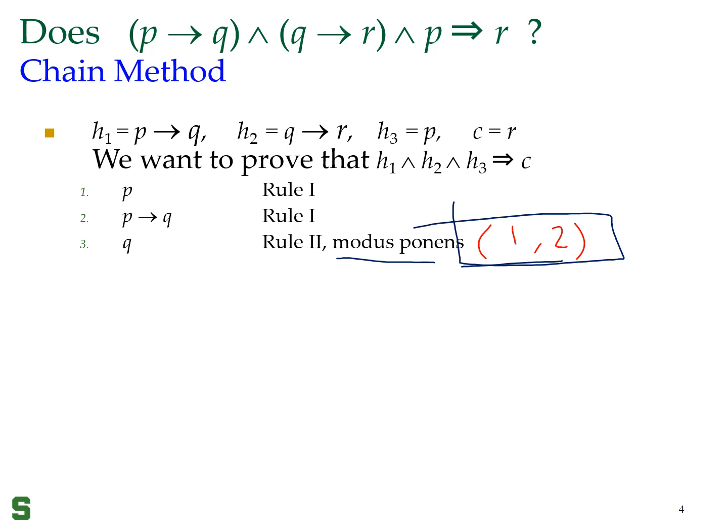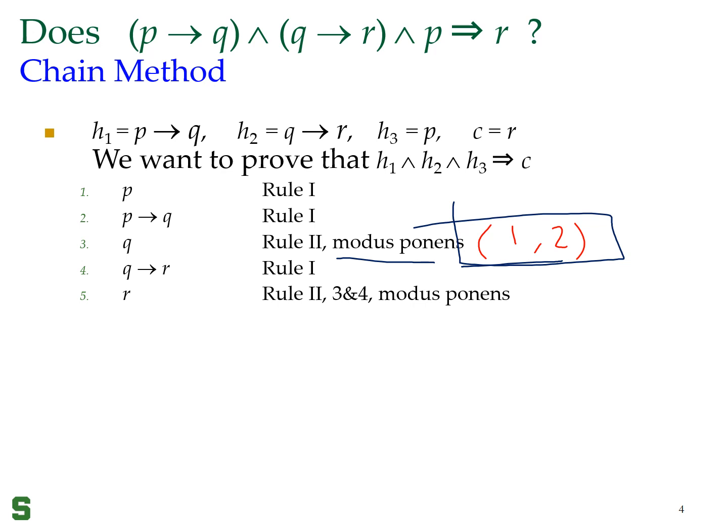The next one, as you can imagine, I'm going to write Q implies R. I'm allowed to write this because of rule 1. It's one of the premises I have. Again, now you would imagine that I can use modus ponens to get the next step, which is R, which happens to be my conclusion.